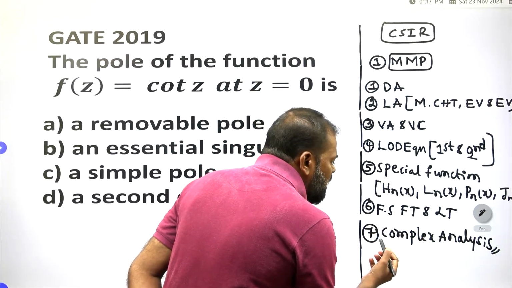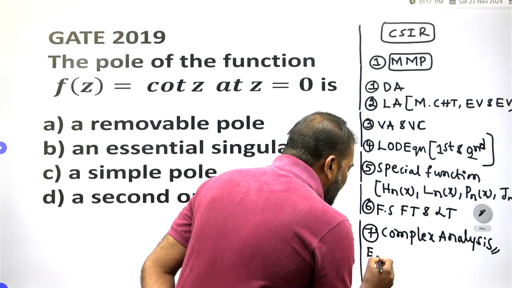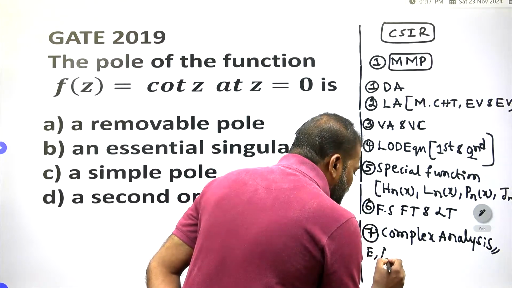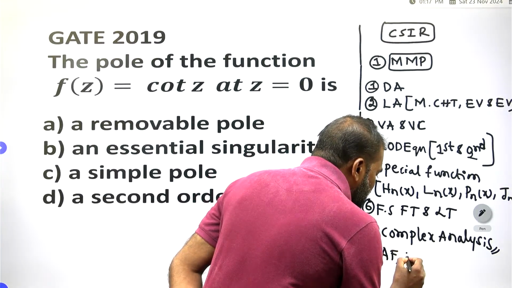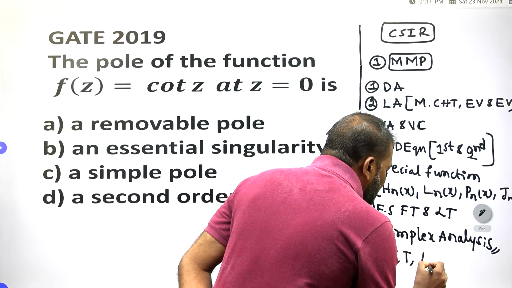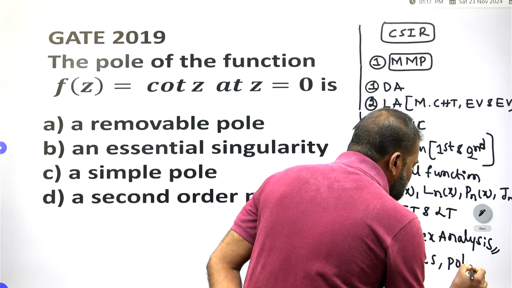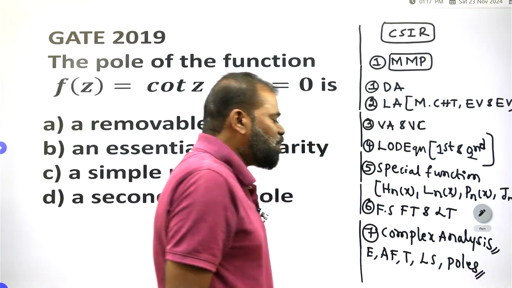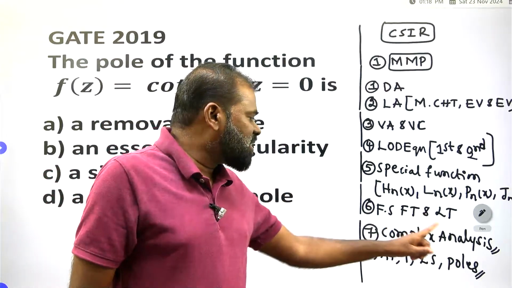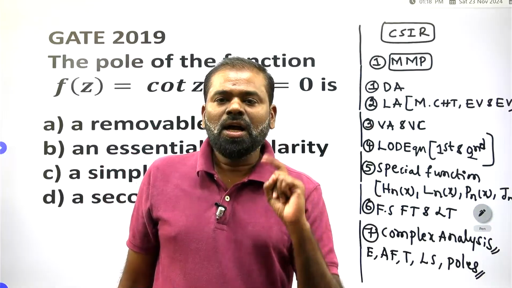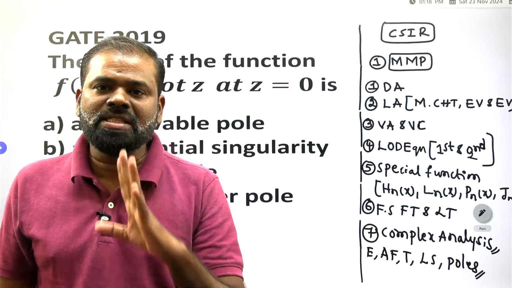In complex analysis, there are elements of complex analysis and analytic functions. After analytic functions, I told you about Taylor series and Laurent series. Today I want to teach about poles. So what are poles? Poles, residues, and evaluation of integrals are the fifth topic under complex analysis.